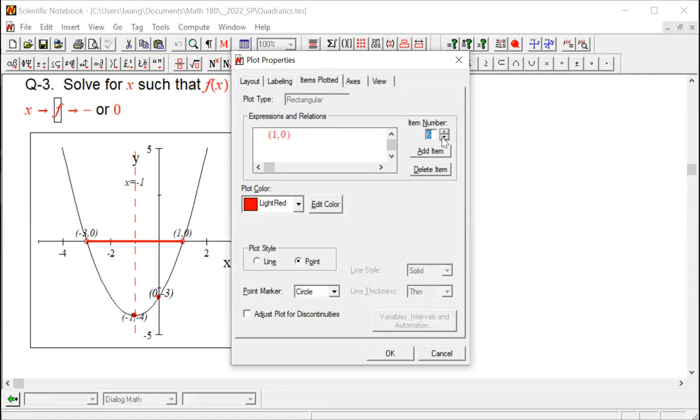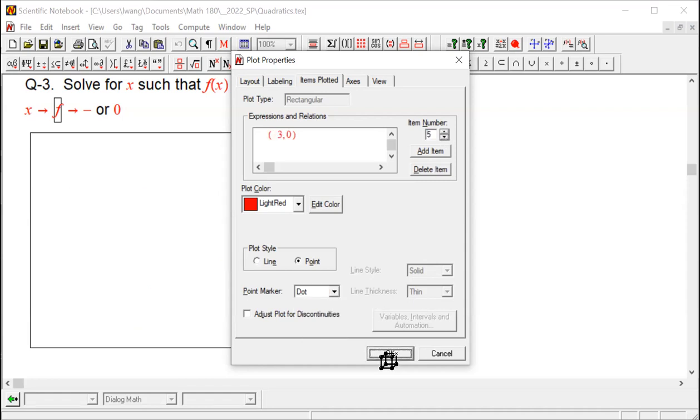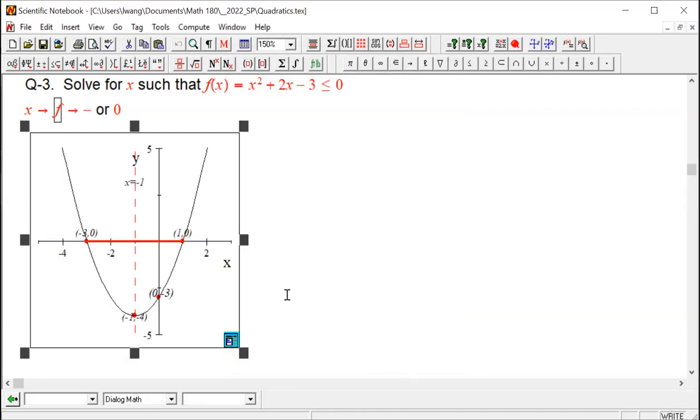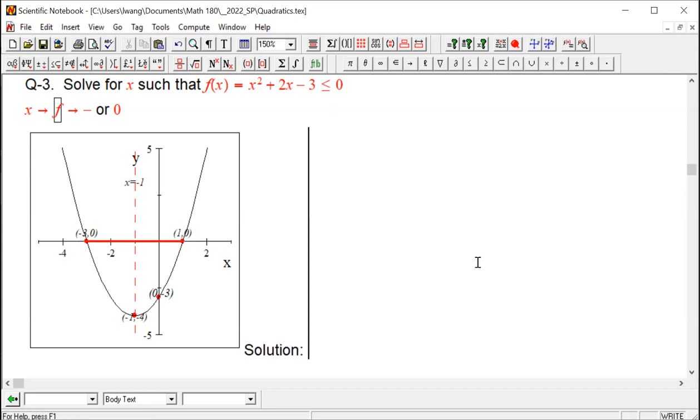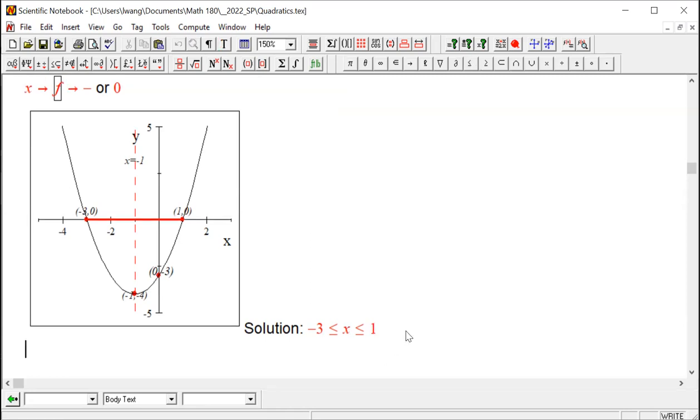So we're going to have the dot, the dot, the dot. There you go. And how do you describe these solutions? The solution would be X from -3 to 1 inclusive, including -3 and +1.